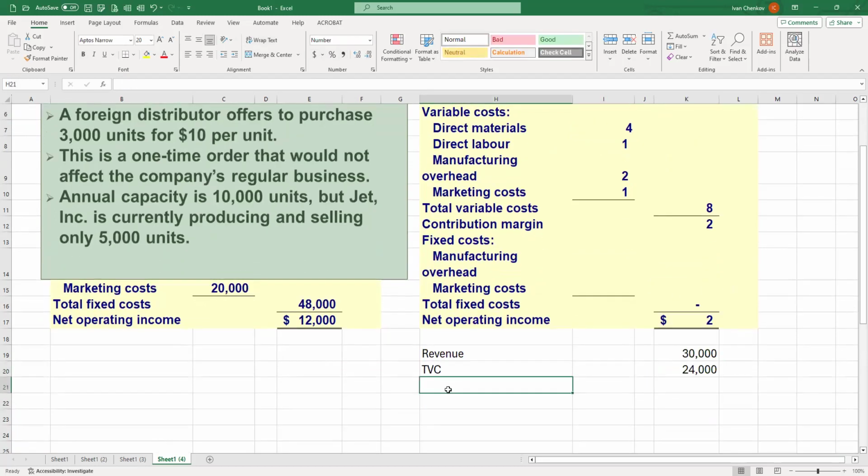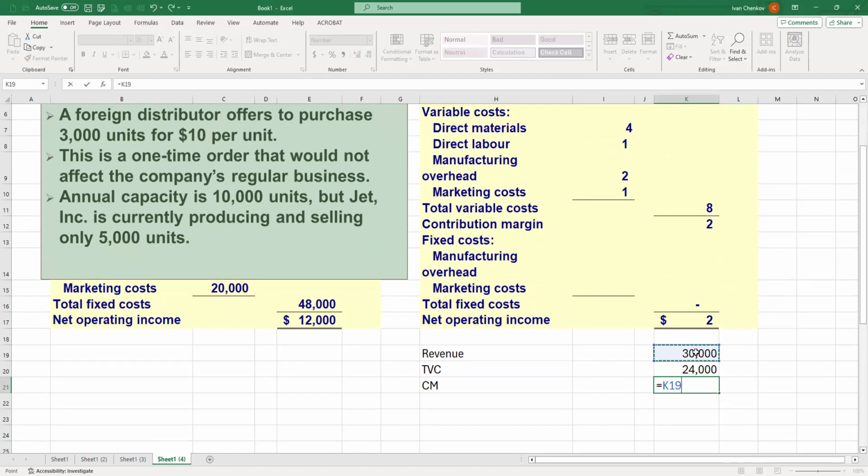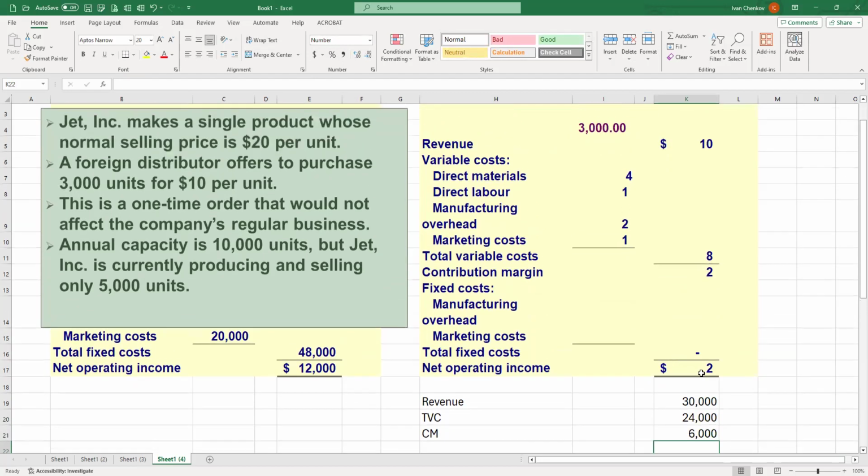So my contribution margin will be equal to $6,000, which, since I have no fixed cost, is going to flow directly to my operating income. Okay, let's go back to the slides.